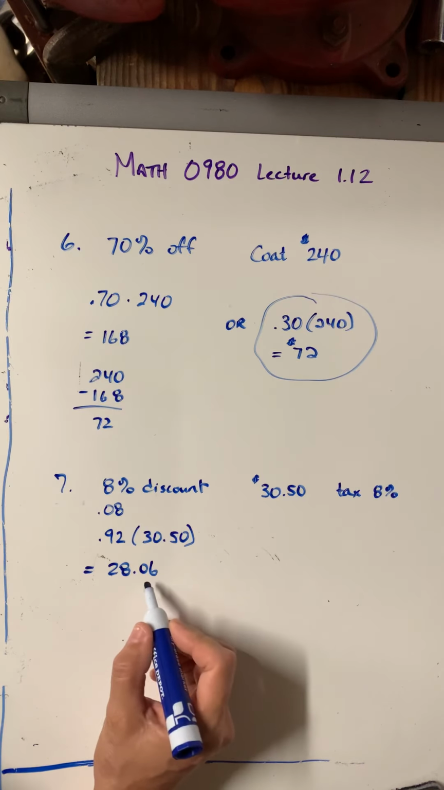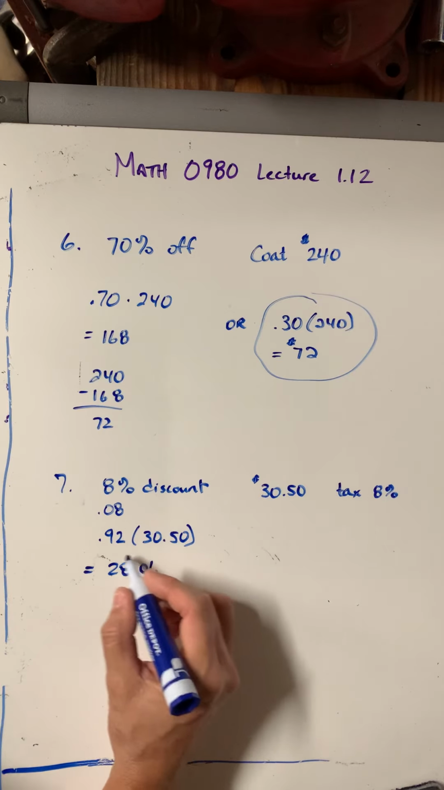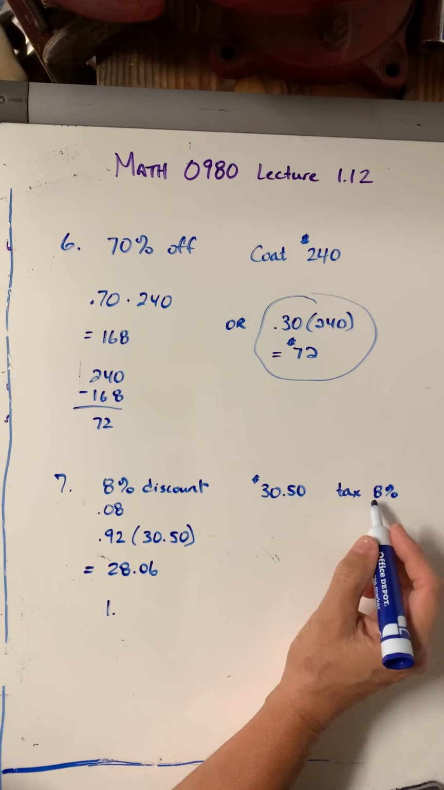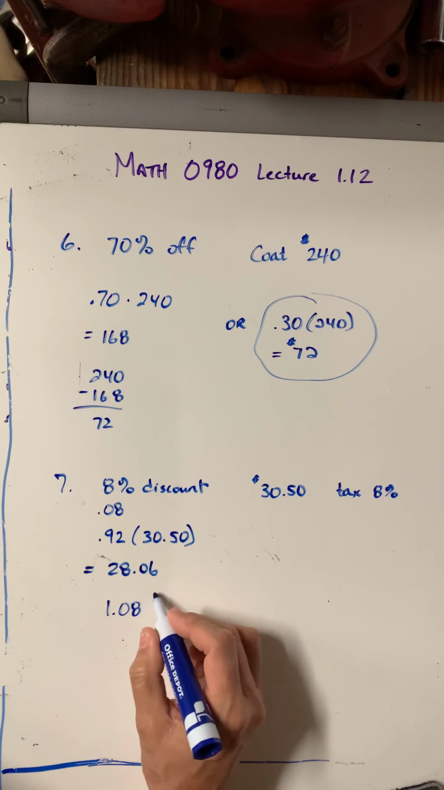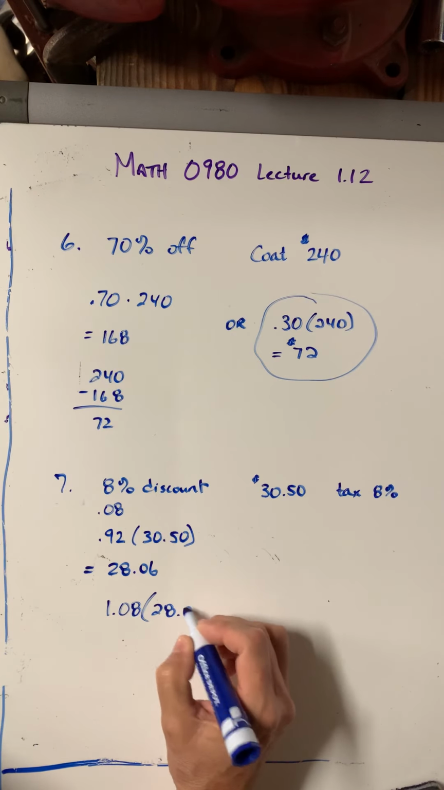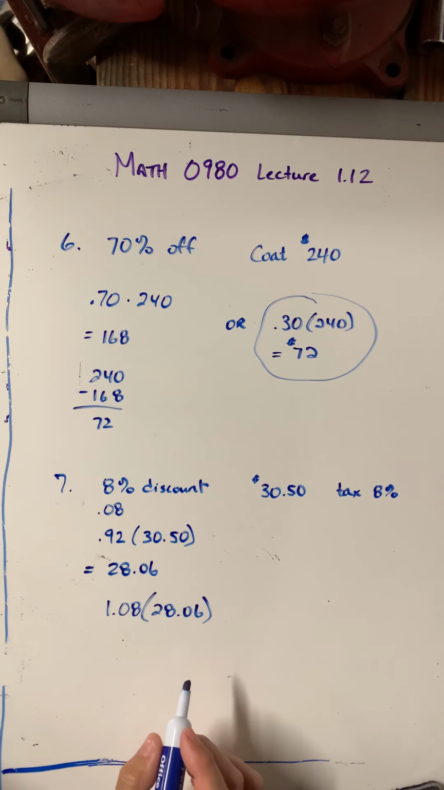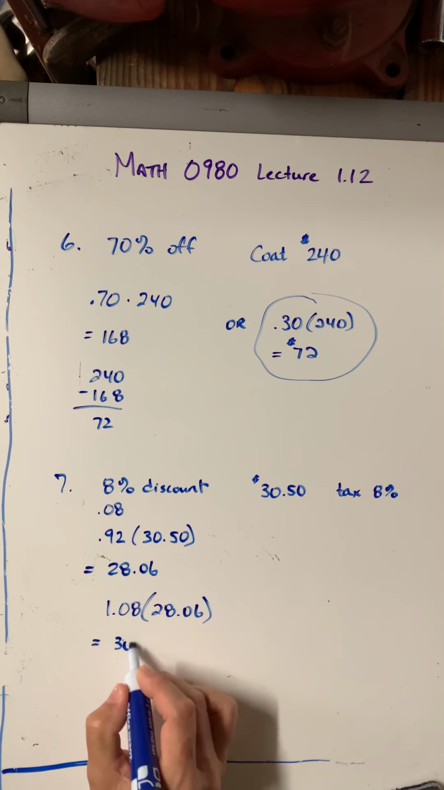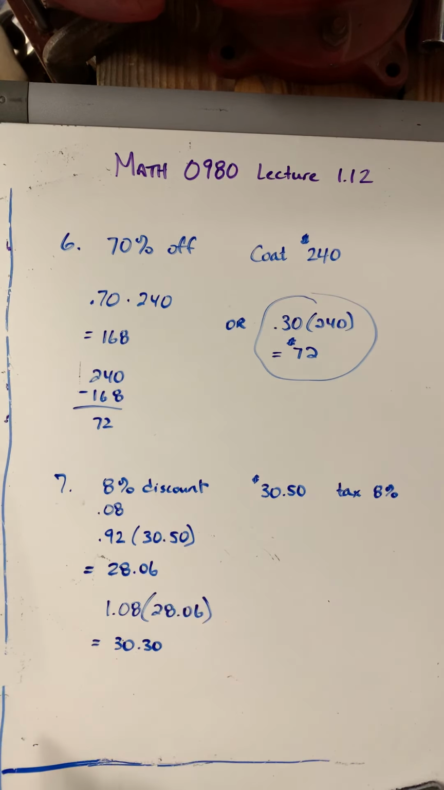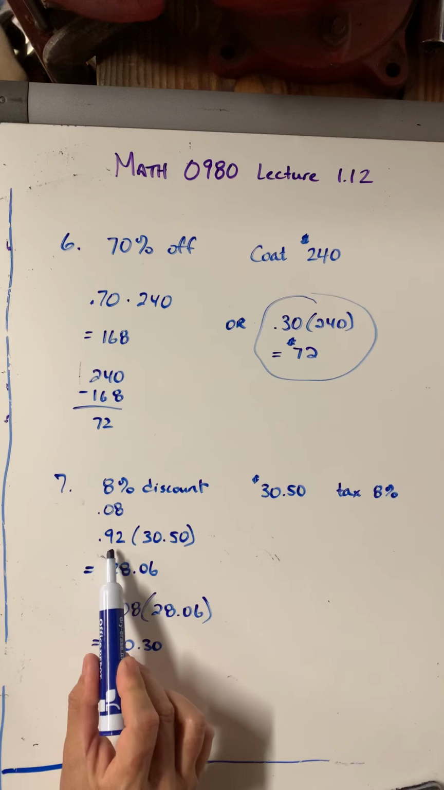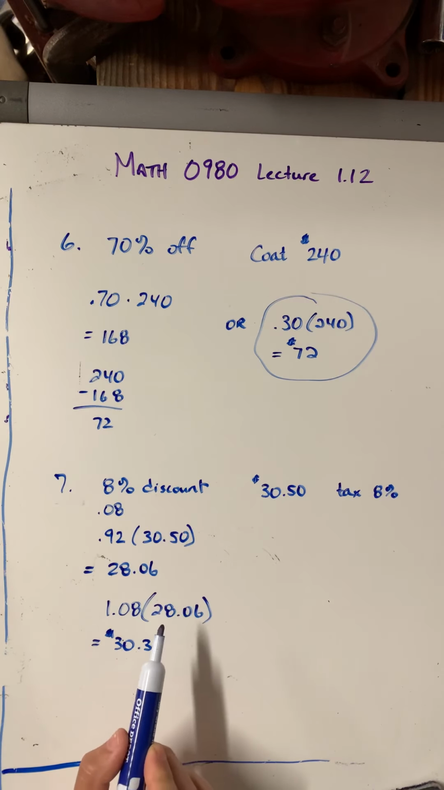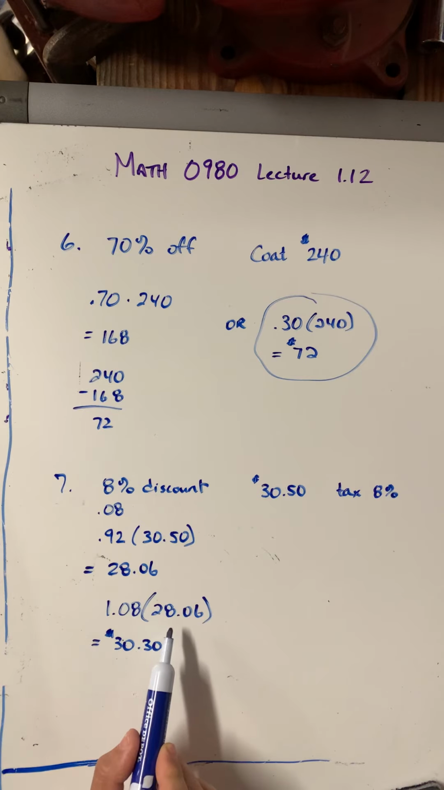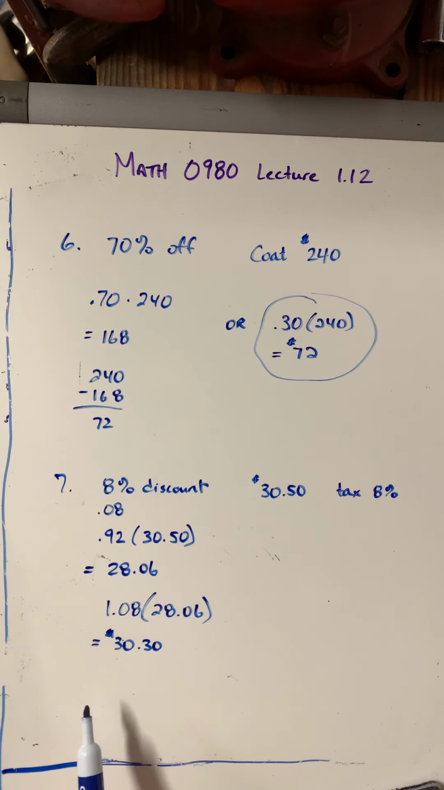Then I'm going to pay tax on that. So my multiplier would be, I'm going to pay the entire price, which is 1, plus I'm going to pay the tax, which is 0.08, and multiply that by this current price. And that will give me my answer, which is 30.30. So notice that it wasn't quite the same as what we started with. So I use a multiplier of 0.92 to decrease the price because of the discount, and then I use a multiplier of 1.08 to increase my price, which is because we're tacking on the tax.